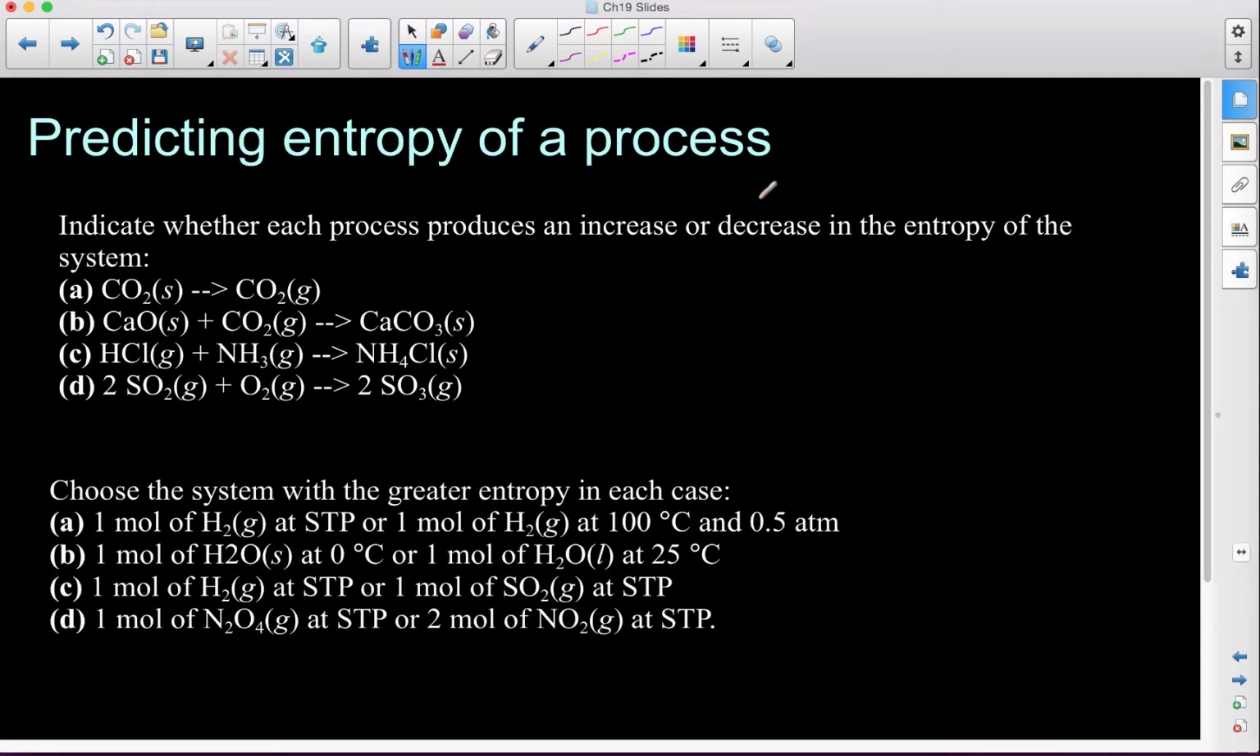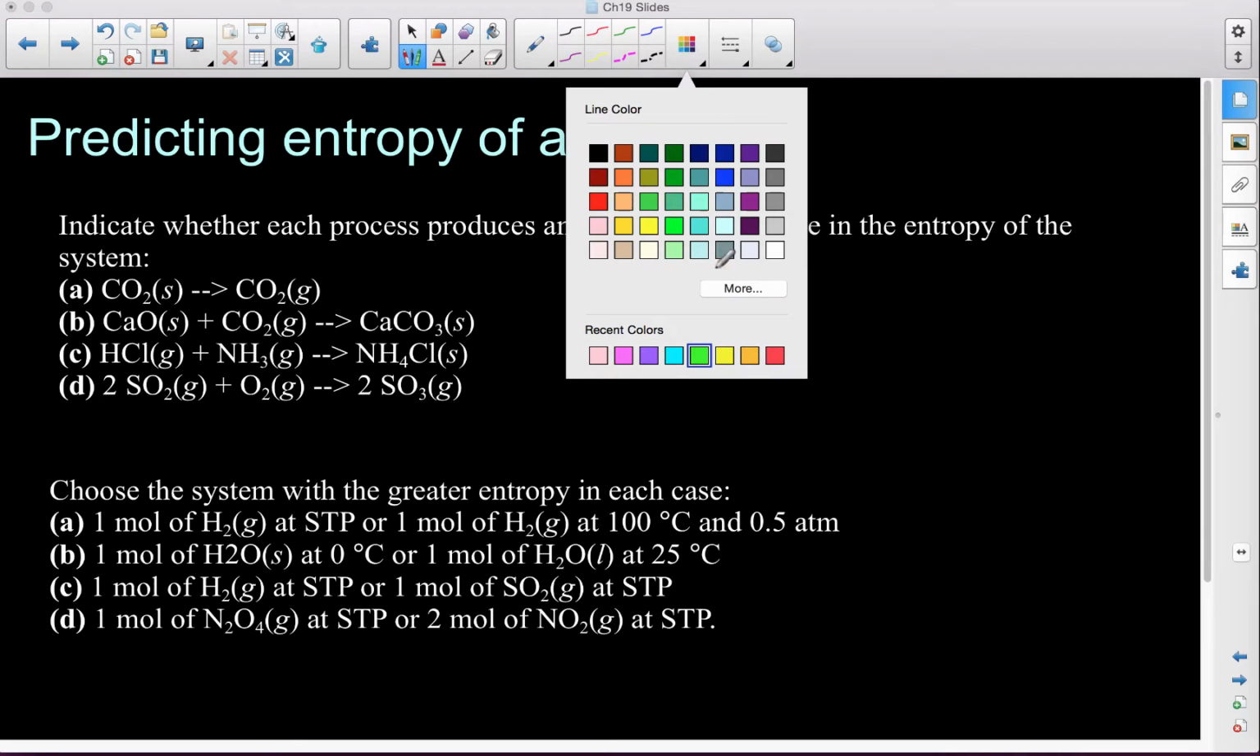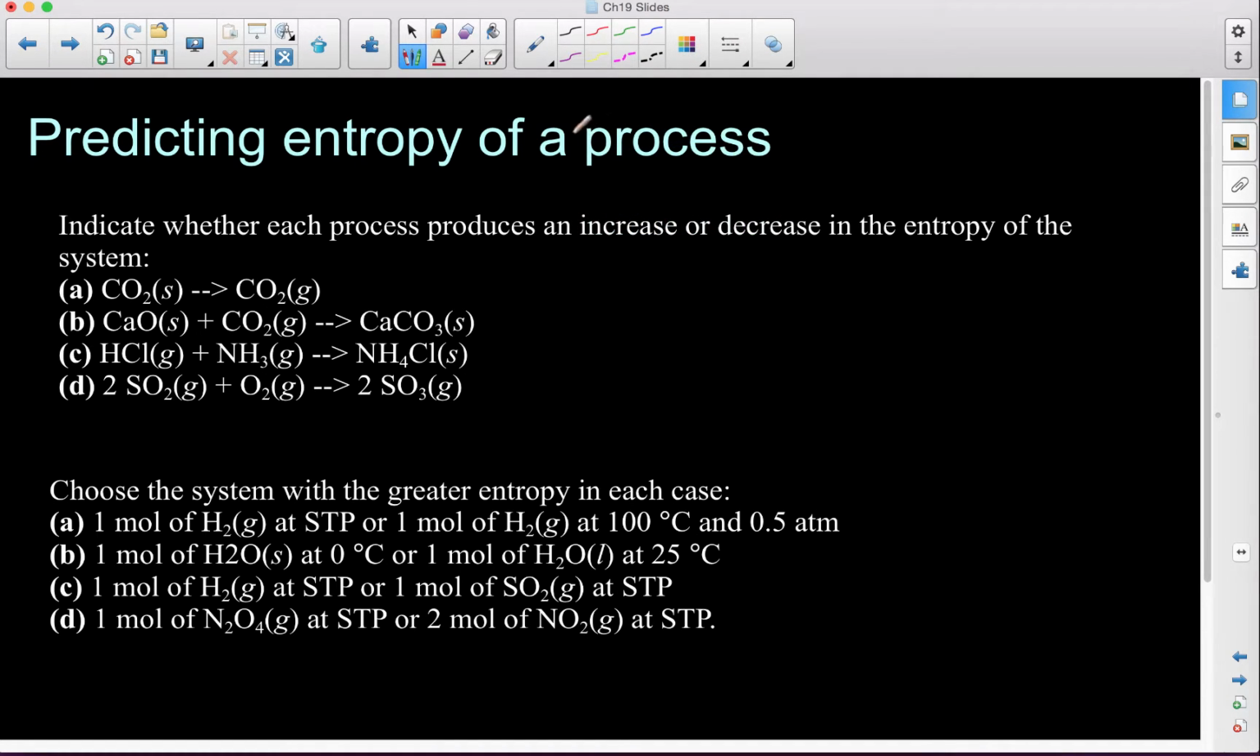AP Chemistry, and welcome to More Entropy. All right. So here, what we're going to do is talk about how to use our idea of entropy as the number of microstates to predict whether or not a process is entropically favorable.